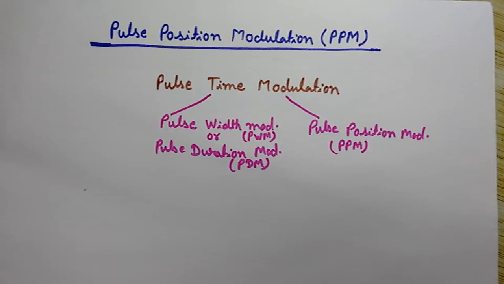So let me start the discussion about PPM with its definition. So let's write the definition of pulse position modulation PPM. So what is pulse position modulation? PPM is a modulation technique where the position of the pulsed carrier is varied according to the message signal or the modulating signal.